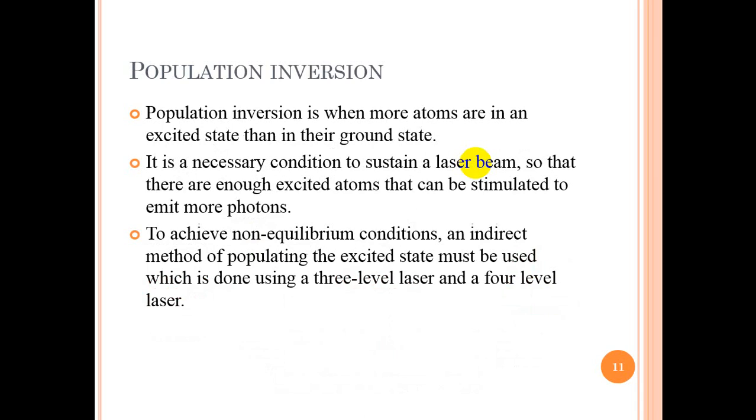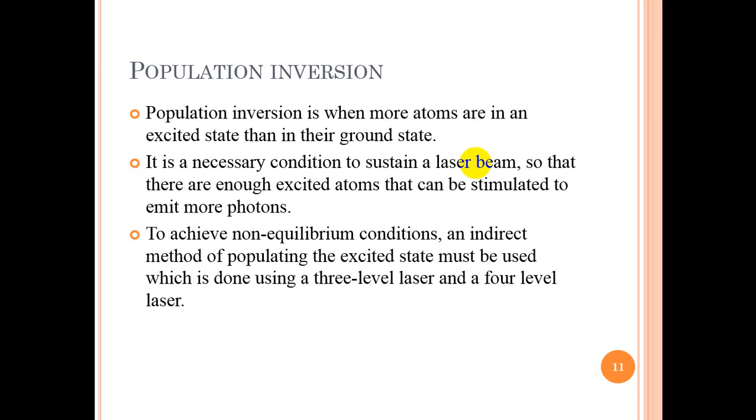Now let us see about population inversion. If the higher state has greater population than the lower energy state, then light in the system undergoes a net increase in intensity, and this is called population inversion. It is a necessary condition to sustain a laser beam, so that there are enough excited atoms that can be stimulated to emit more photons.